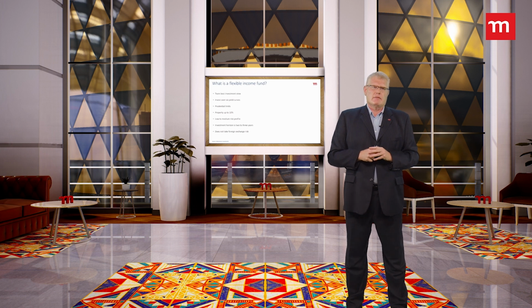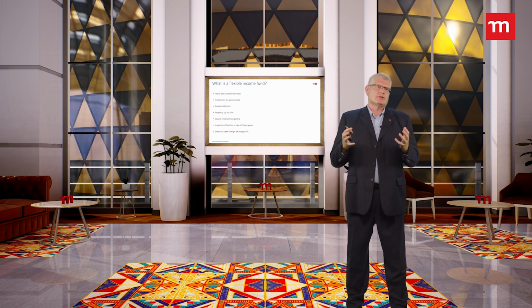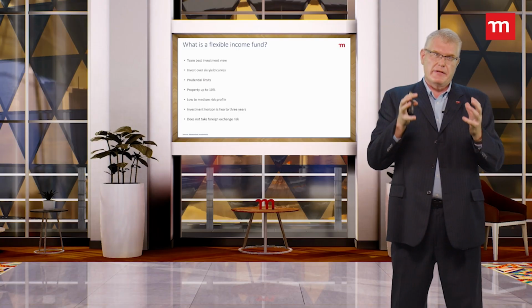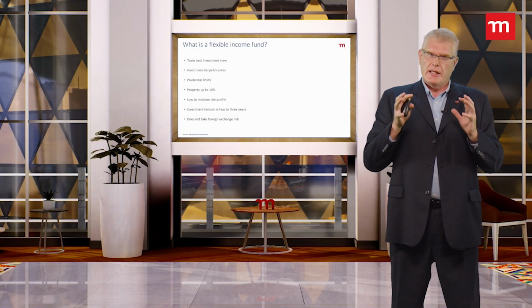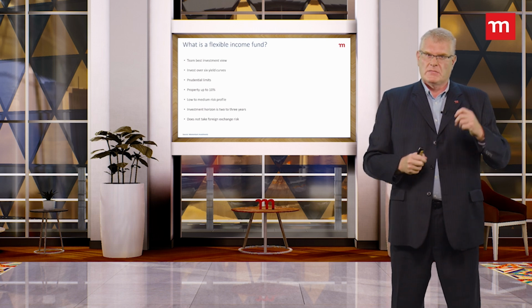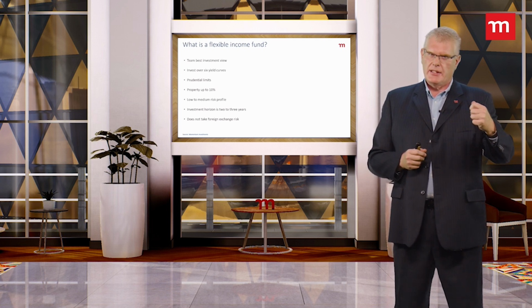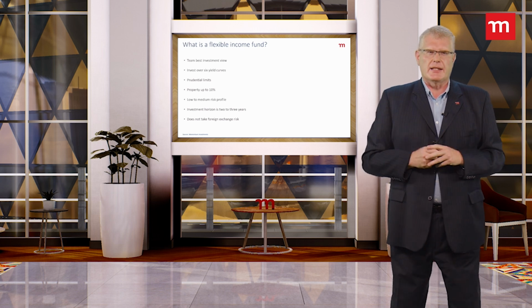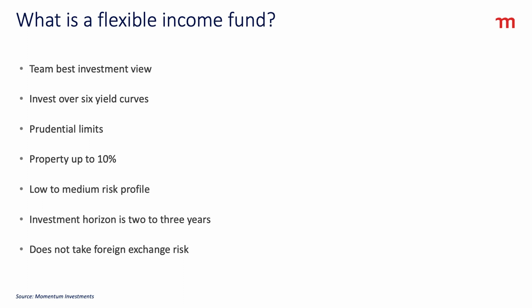So what is a flexible income fund? Well, it's our team's, the fixed income team's, best investment view across the 6 yield curves that we manage assets on for you as our investors. Yes, it has prudential limits, so we can go offshore. We can actually get into that offshore credit. It looks attractive to us. Yes, we can go into property up to 10%, and you will go, property, what are you talking about? Well, we think there are 1 or 2 diamonds in property. We think there's opportunity. Not everything in the property sector is rocks. There are 1 or 2 diamonds. There's a low duration risk profile to it.